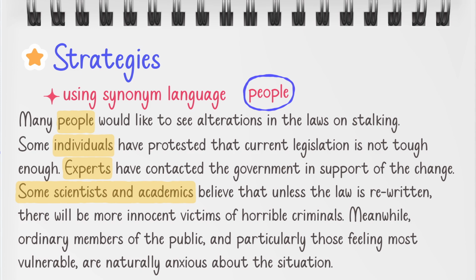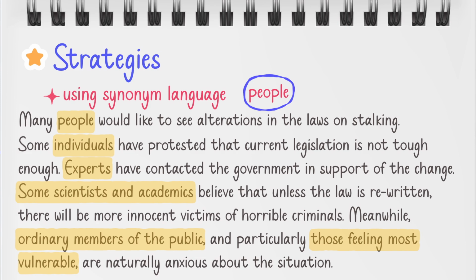So you can see I'm using different words, but they do really have the same meaning, right? Innocent victims, horrible criminals. Meanwhile, ordinary members of the public, and particularly those feeling most vulnerable, are naturally anxious about the situation. So ordinary members of the public is one of those words that I've used instead of people. And those feeling most vulnerable, again, I'm referring to a specific group of people.